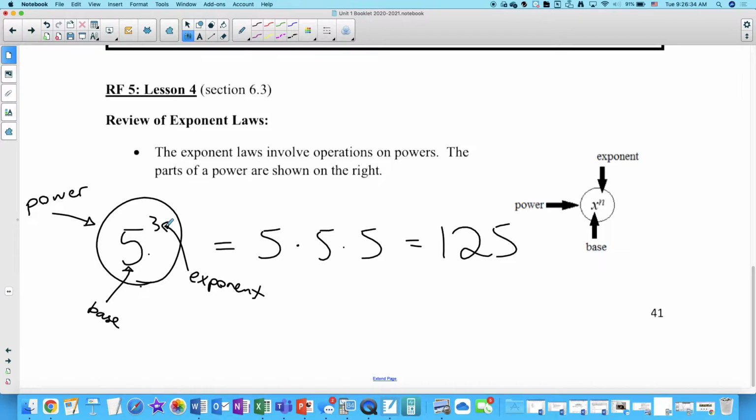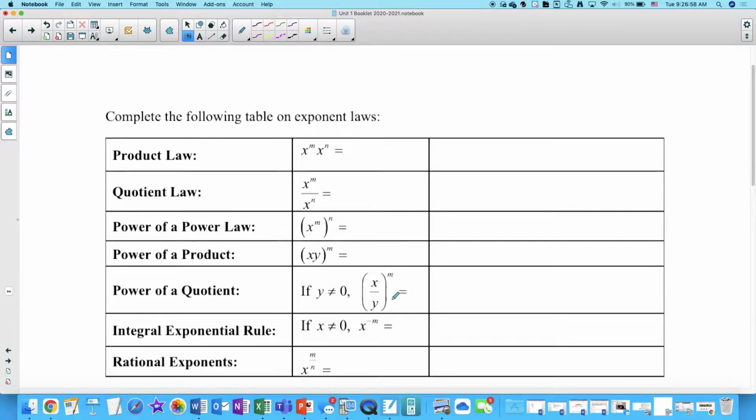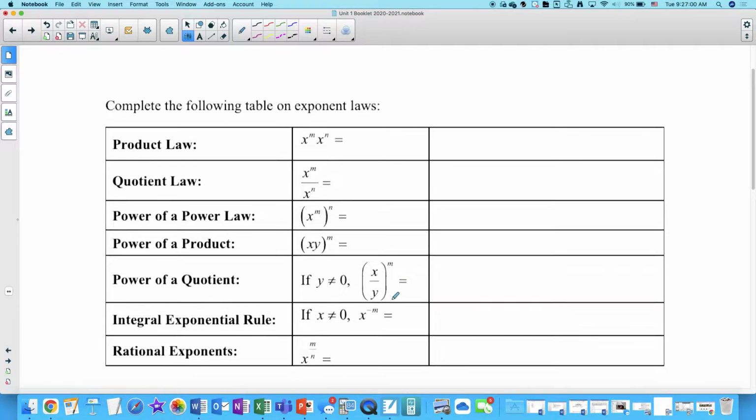This is the value of the power. This is the expanded form. We don't typically, once we get up to this level, deal with that a lot, but sometimes we do. Okay? So that's some vocabulary. Now we have some laws, these are exponent laws, that we can use to simplify expressions that contain exponents. And these are in no particular order, but I do want to talk about them.